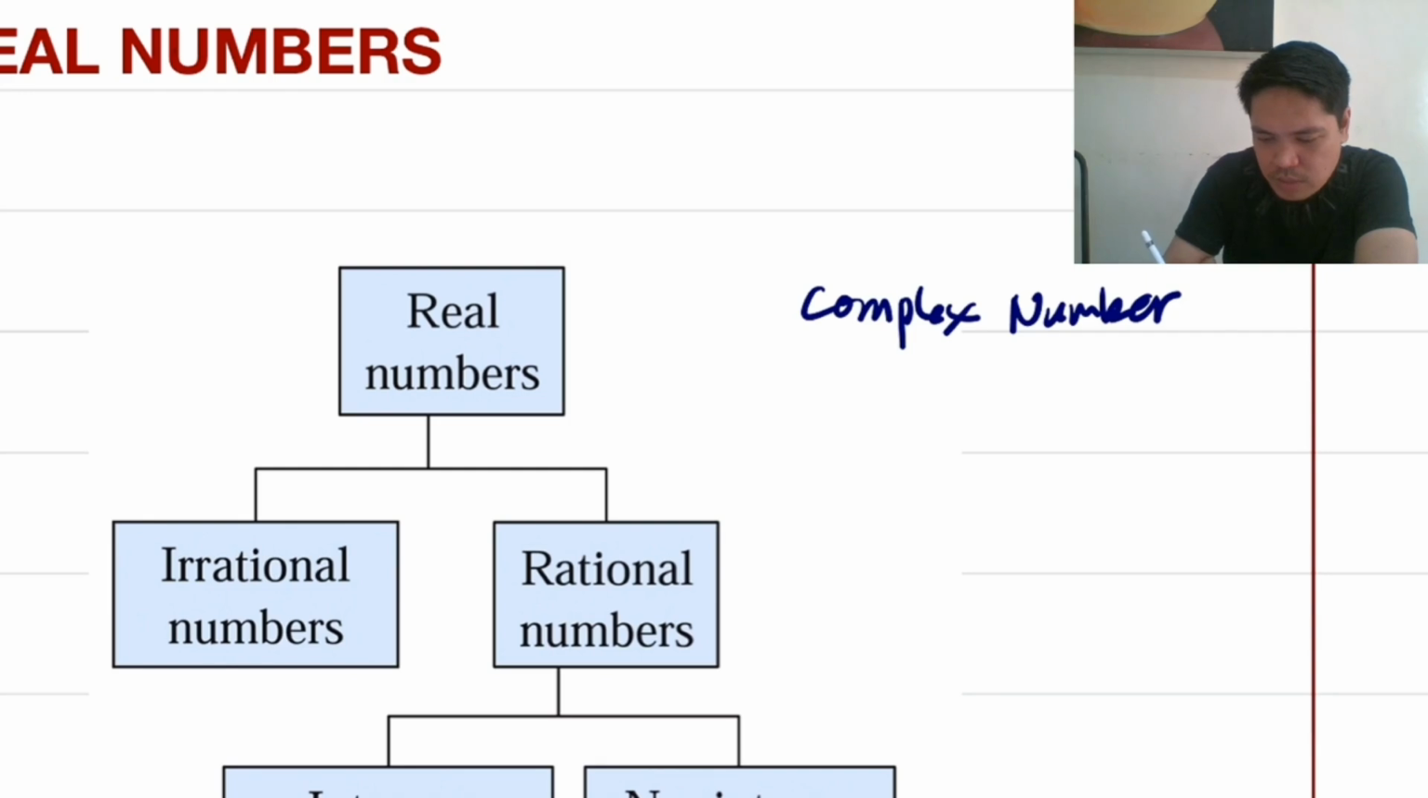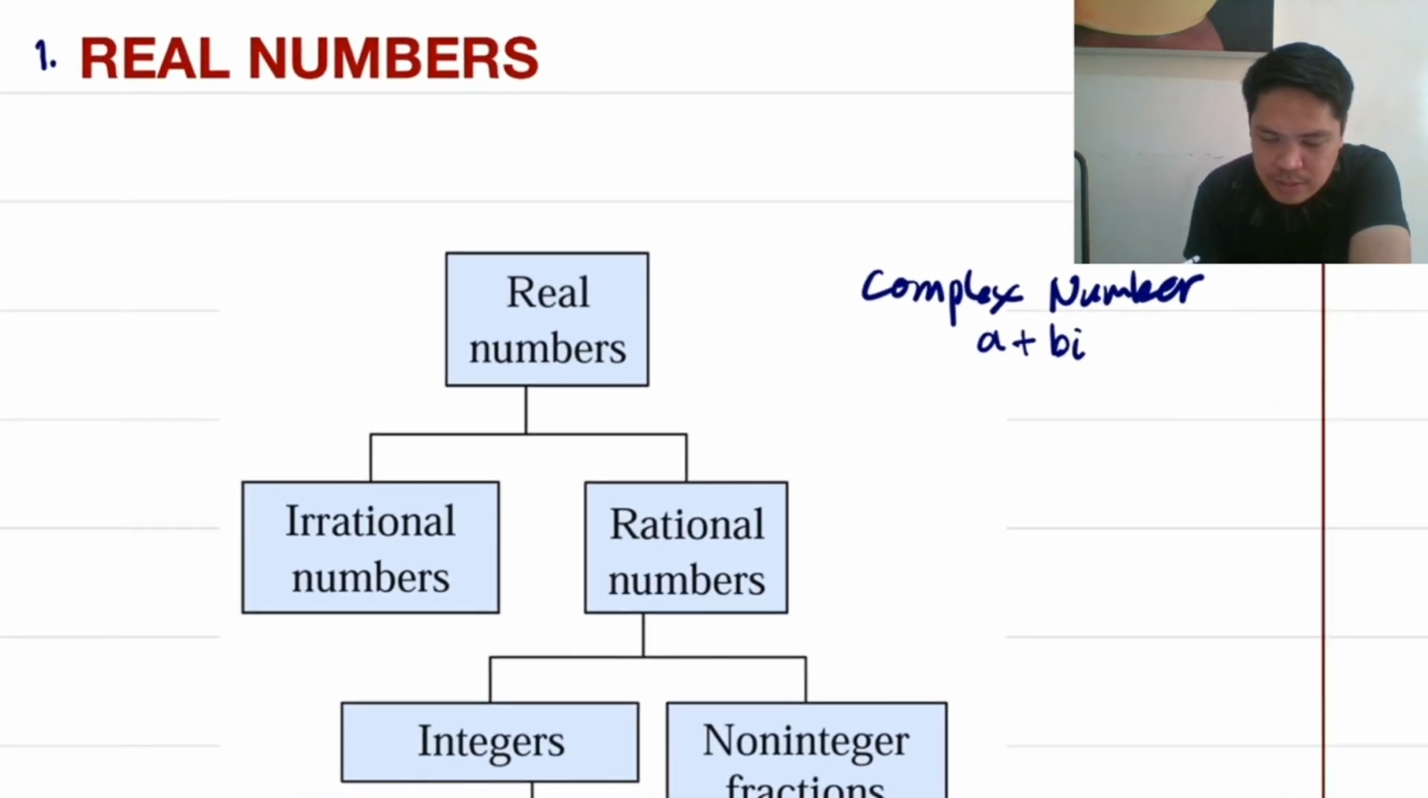So maybe you are familiar with, or have encountered, numbers in this form: a plus bi, wherein this part, bi, is the imaginary part. But in this particular lesson, we will just be dealing with real numbers.